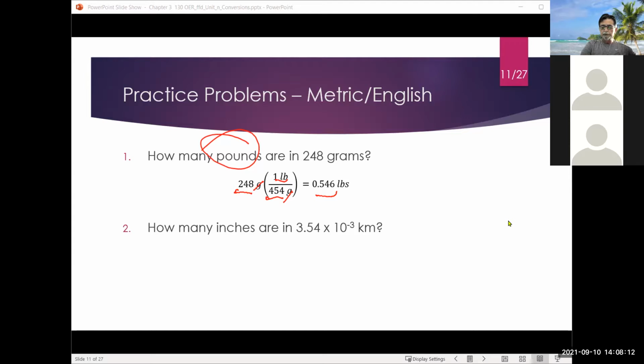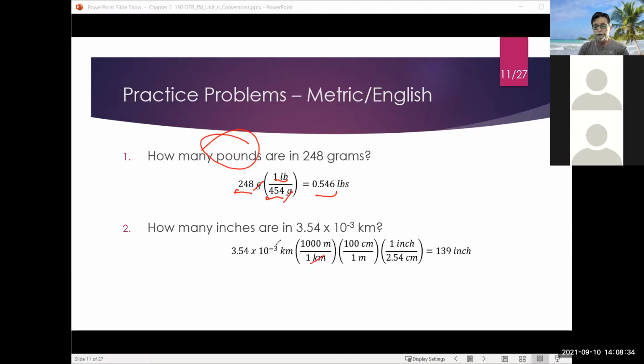This one's maybe a little bit more involved. 3.54 times 10 to the negative third kilometers. We have the first factor where we're getting rid of kilometers. And then my second factor gets rid of meters and puts me into centimeters, because my conversion factor to get me into inches, which is what I'm looking for, is 1 inch is equal to 2.54 centimeters.